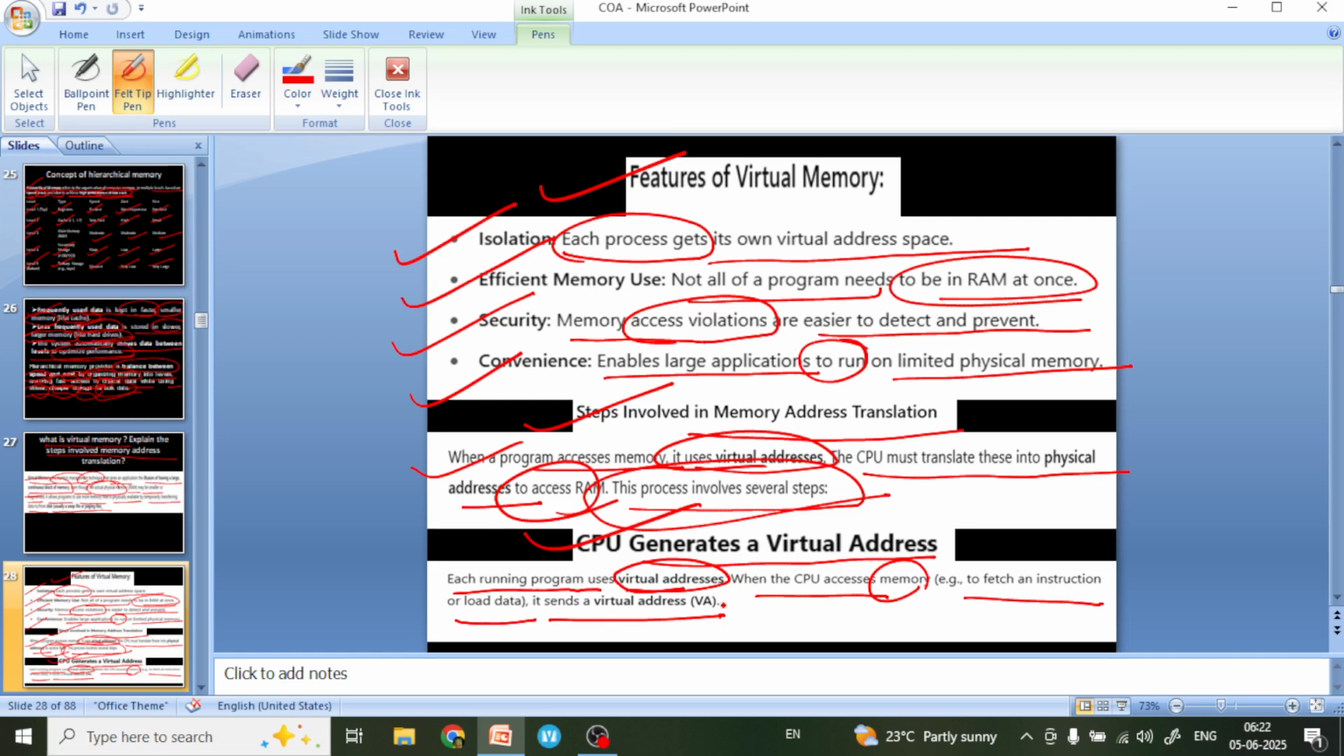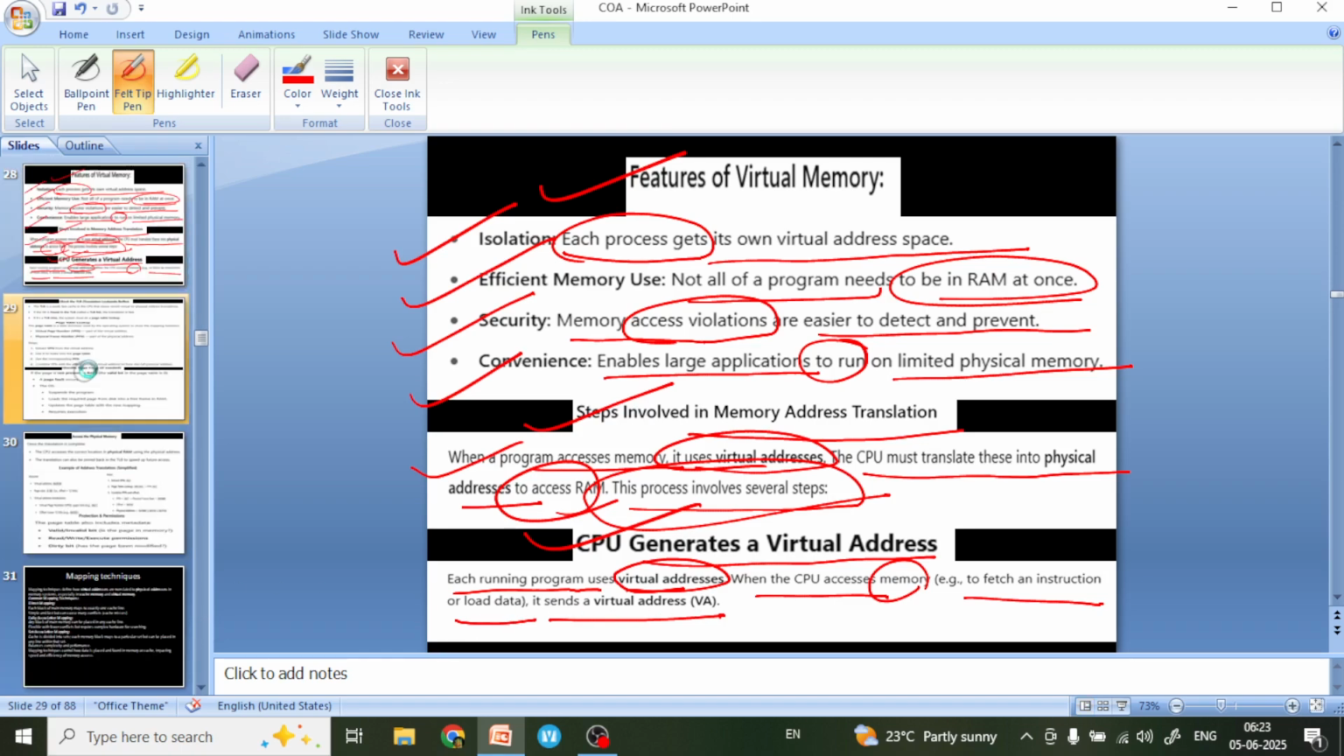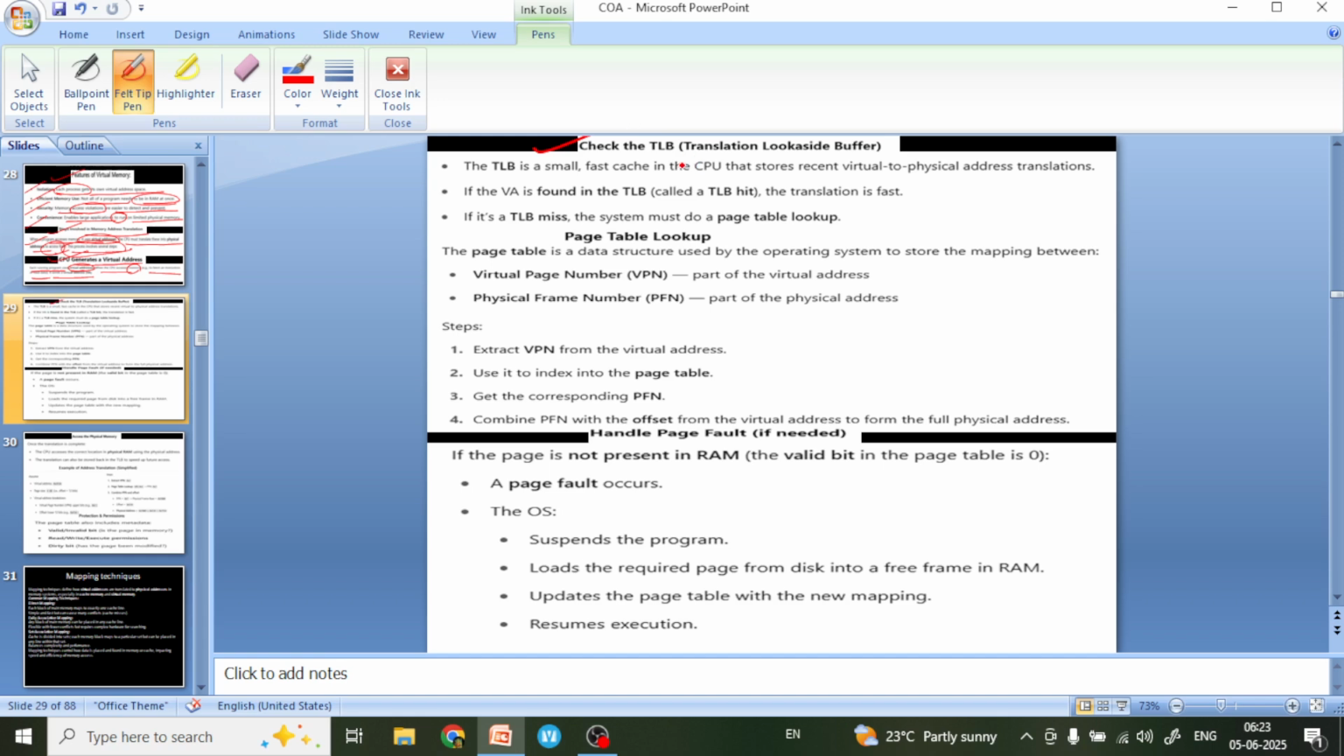How does the CPU generate a virtual address? Each running program uses virtual addresses. When the CPU accesses memory, meaning it fetches an instruction or loads data, it sends the virtual address. Next is to check the TLB, the translation lookaside buffer.